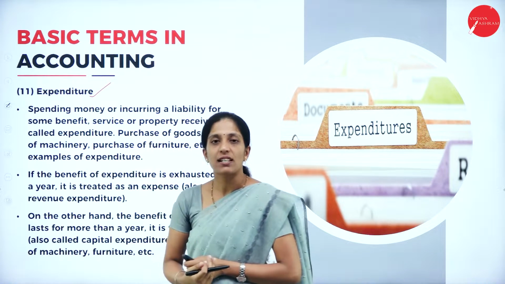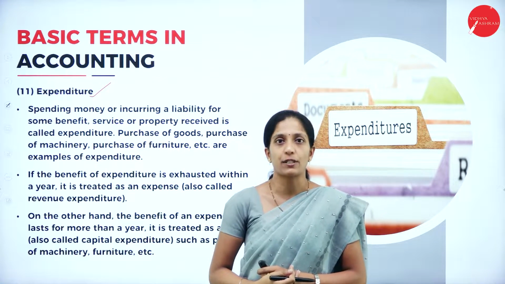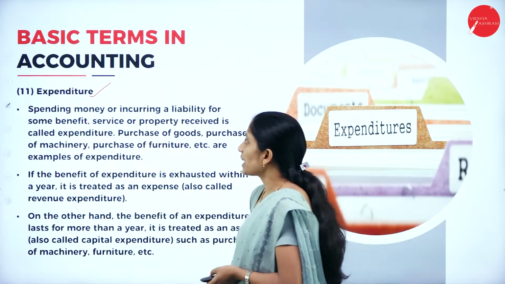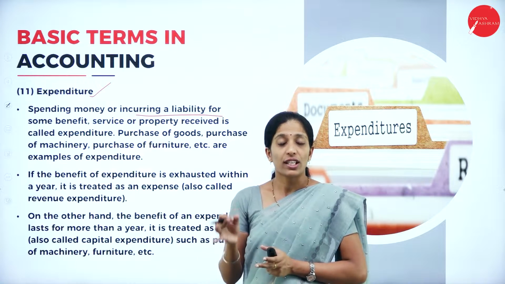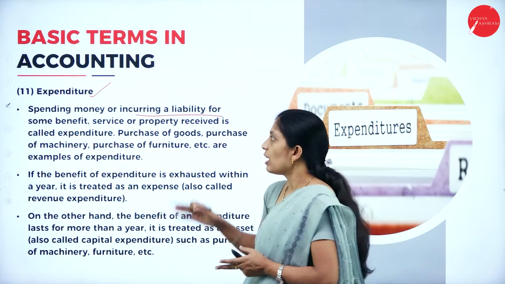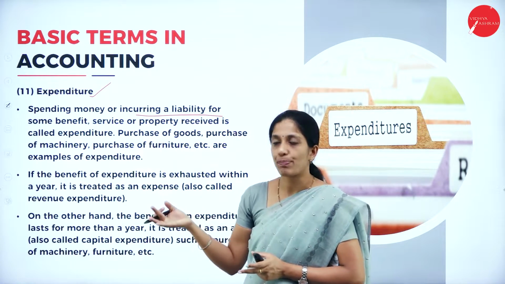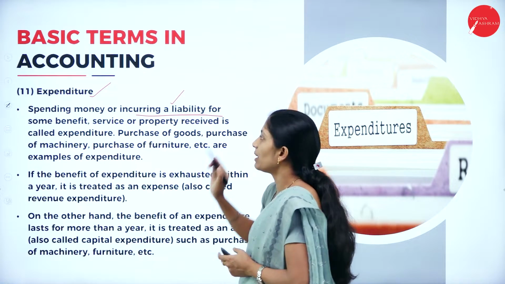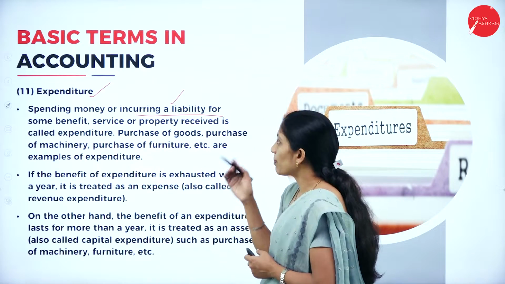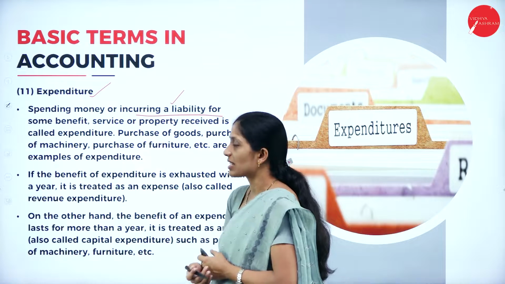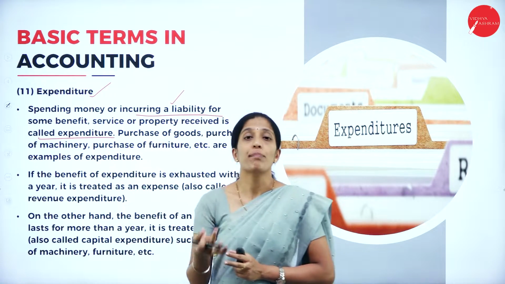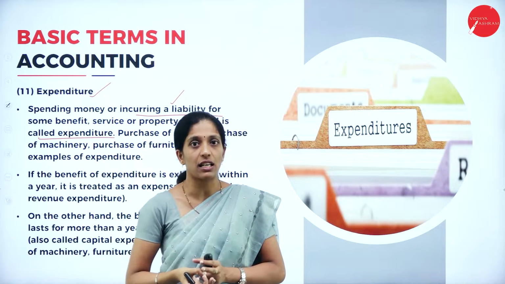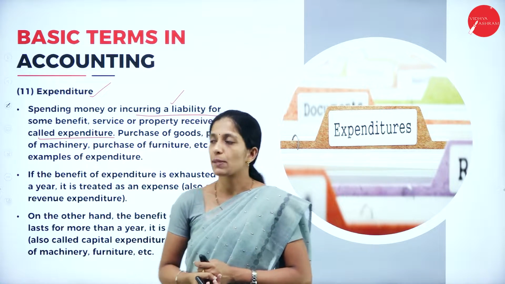Next one is expenditure. Now let us see what is the difference between expenses and expenditure. Spending money or incurring a liability for some benefit. So here also there will be some benefit for which the money will be spent or a liability will be incurred. It may be service or property received, and that is called as expenditure. So spending money on some benefit which is going to be received, that is known as expenditure.